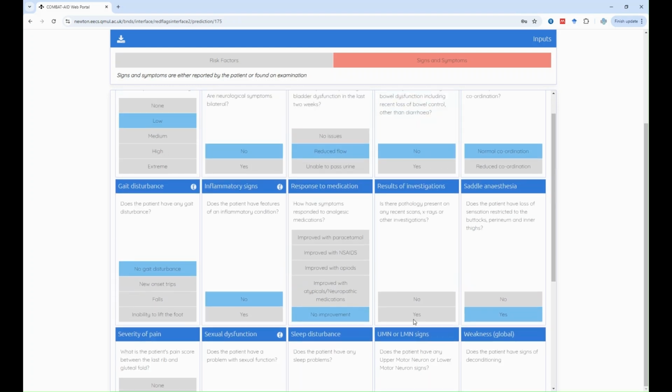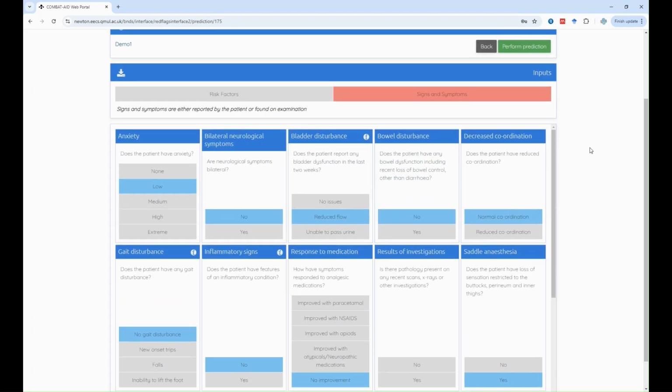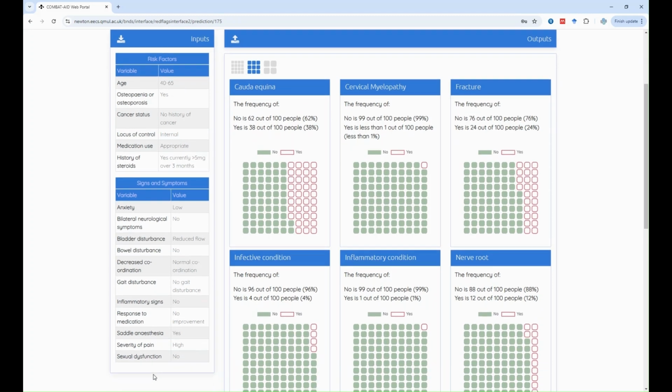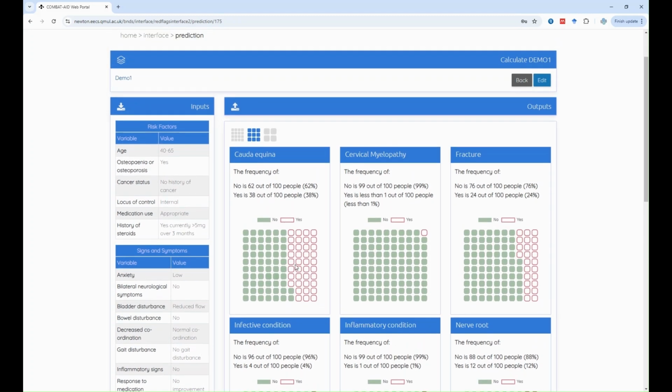Once you've completed all of those, you can scroll up to the top and you can perform your prediction. And what we have here is a summary on the left-hand side of all the information that's been input for the patient. And in the main part of the screen, we can see a risk prediction for each of the serious underlying pathologies that you might find in patients with back pain.